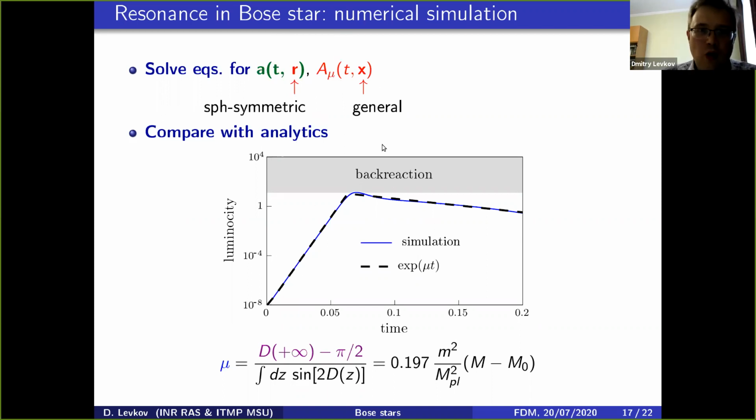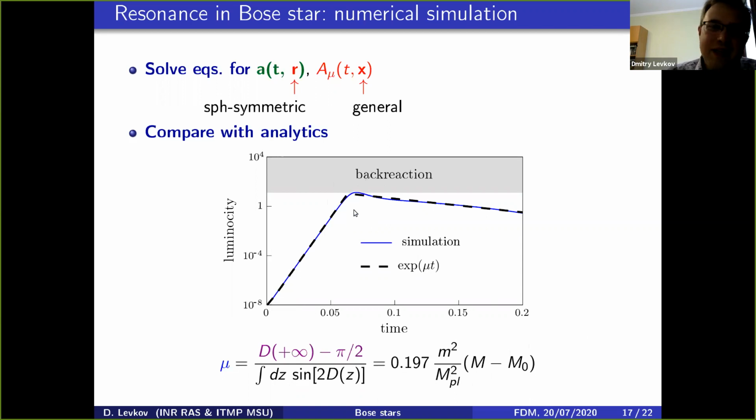And here is the result of the numerical simulation. This is time, and this is the luminosity of photons, roughly speaking, the energy flux of photons from the Bose star. We start with a stationary Bose star. We switch on interaction with photons, and the photonic field immediately starts to grow. And it grows exponentially, because this is a log-log graph, and its exponent of growth coincides, up to corrections, of course, with our analytic result.